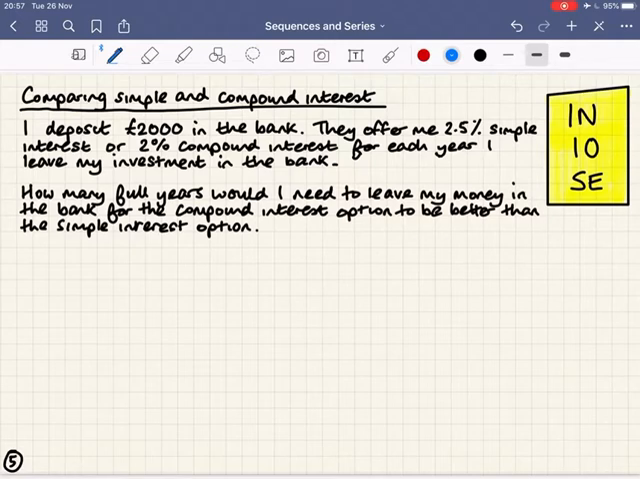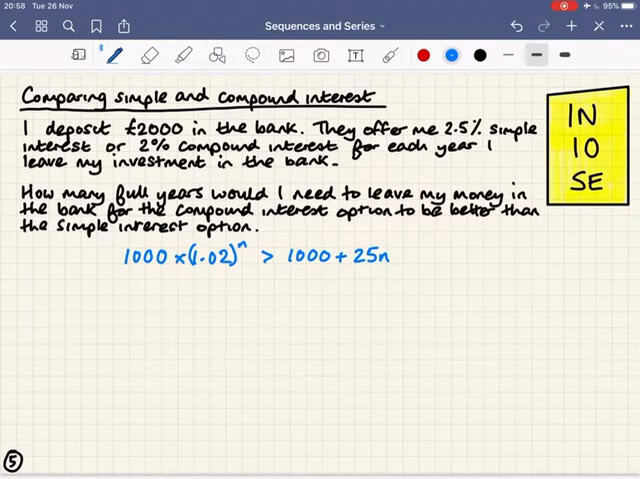But we're interested in the situation where my 1000 times 1.02, which is my 2% compound interest, to the power of n, that's the amount that I've got in the bank as a result of compound interest, exceeds the 1000 plus 25n, the 2.5%, which is £25 difference that I get every year.